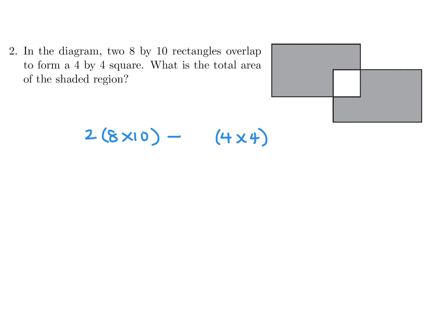But it needs to be included twice because it will be part of each of the two rectangles. So you put a 2 out front. And that's the math. So this will be 160 minus 32. And that is 128.